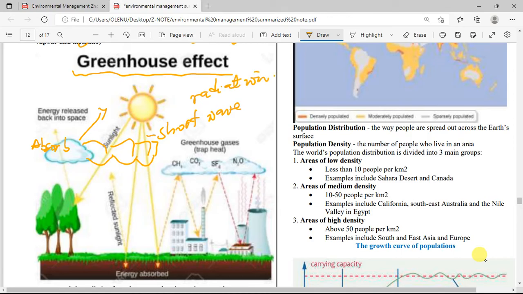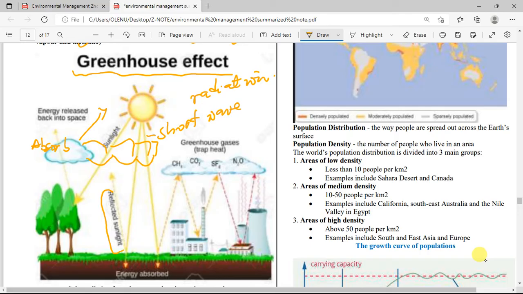Now, this energy that is being absorbed by materials on the Earth's surface, both buildings, vegetation, water, soil, and trees, is meant to be reflected back to space in order to keep the earth's temperature constant. Now, that is what happens in the normal greenhouse effect.